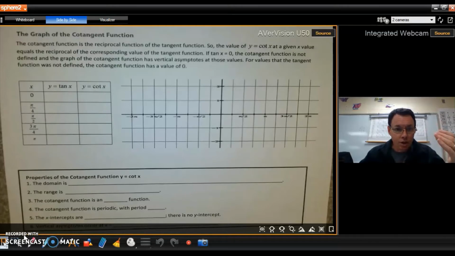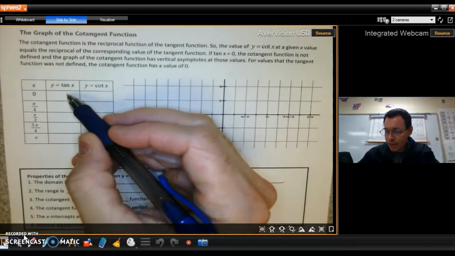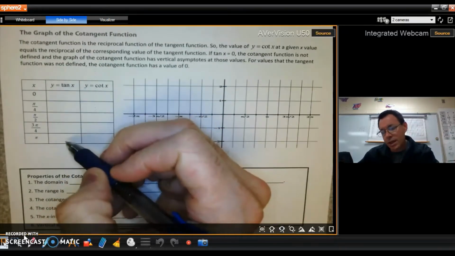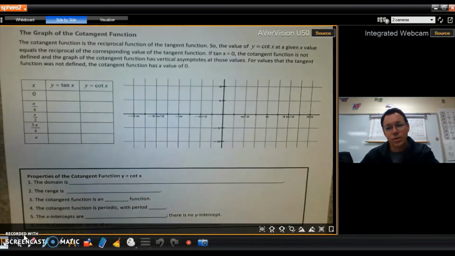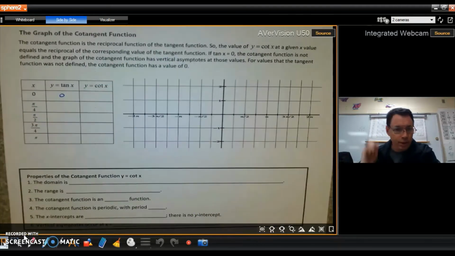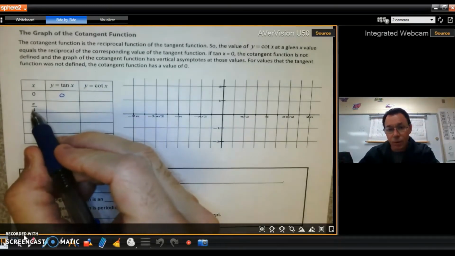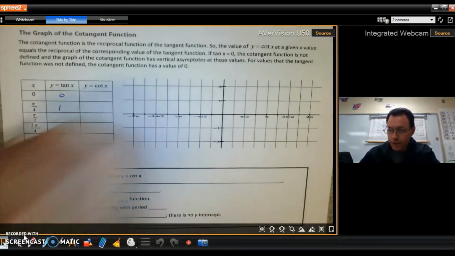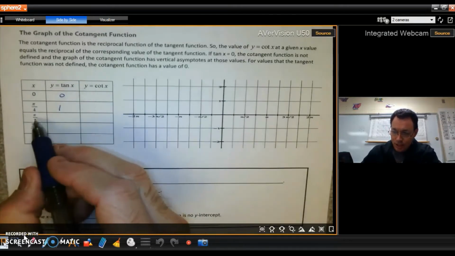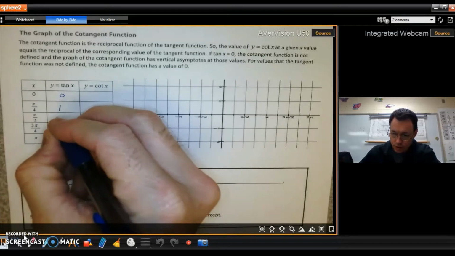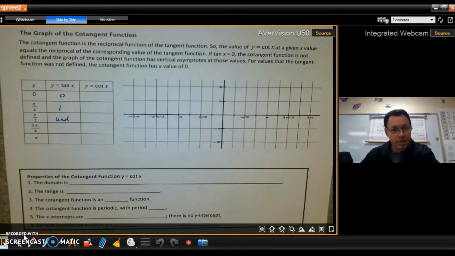So using our chart, using what we know about where things are positive and negative, I want to look at this little column right here. I want to take the tangent of 0. If you look at your chart, you're going to get a 0 there. The tangent of pi over 4 is 1. Then the tangent of pi over 2 on our chart is undefined.